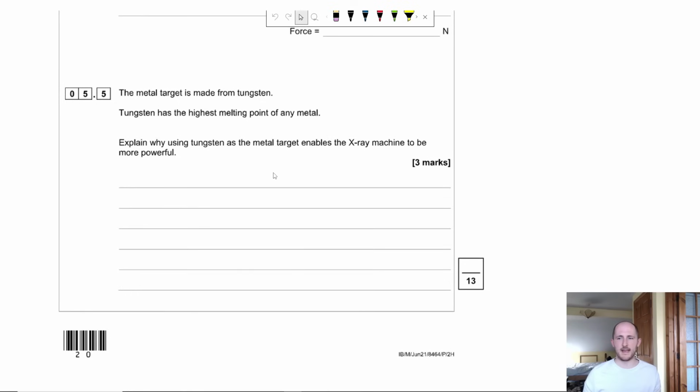So what they mean by that is you have more energetic X-rays, right? Which means you need to slam those electrons into the metal target harder and harder and harder. Now, if your metal has a low melting point, the metal will begin to melt, the target will melt, and it will be damaged. So that means the machine won't work. So that's why if you use tungsten, you'll have a very powerful machine, because it can withstand those collisions.